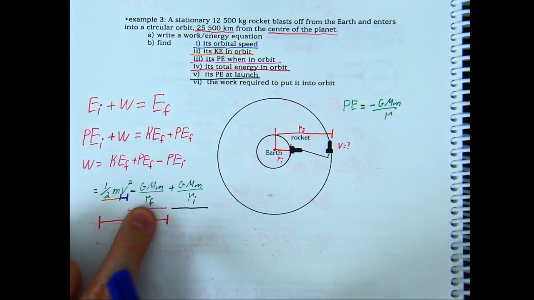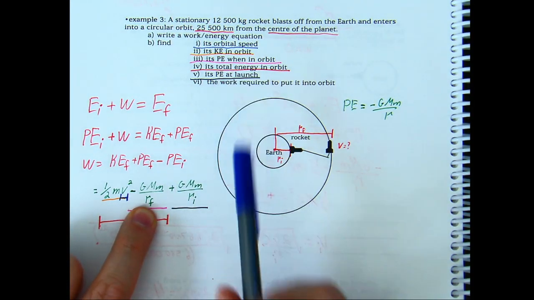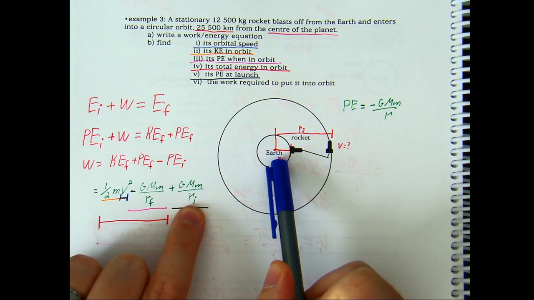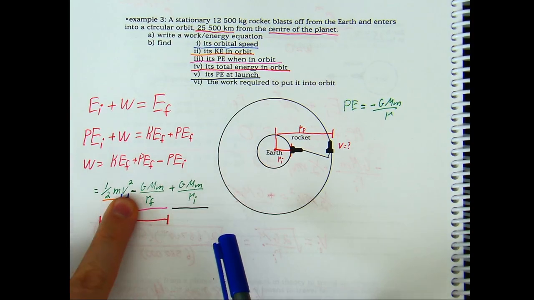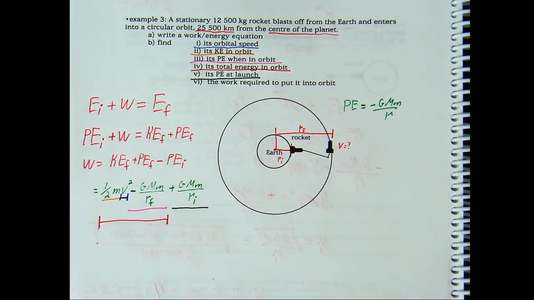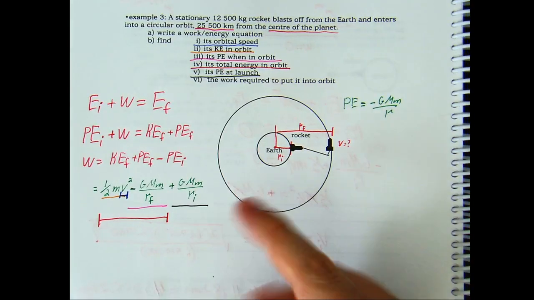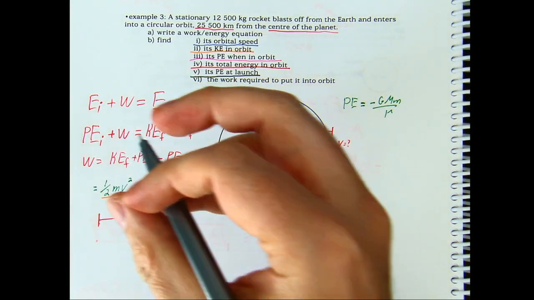We know that the radius at the end is 25,500,000 meters. We know the radius initially is 6,380,000 meters. We've got the mass of the Earth, the mass of the rocket, and G. The only thing we're looking for yet is that v right there. Well, it's important to remember, though, this thing is orbiting, so that's moving in a circle. So we've got some uniform circular motion going on here.